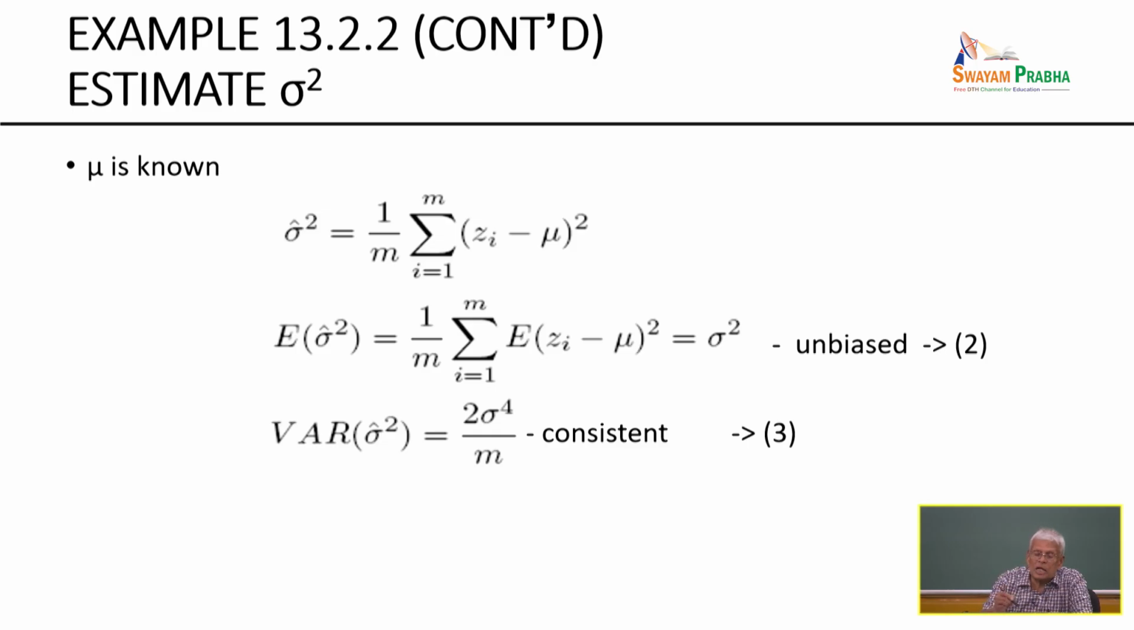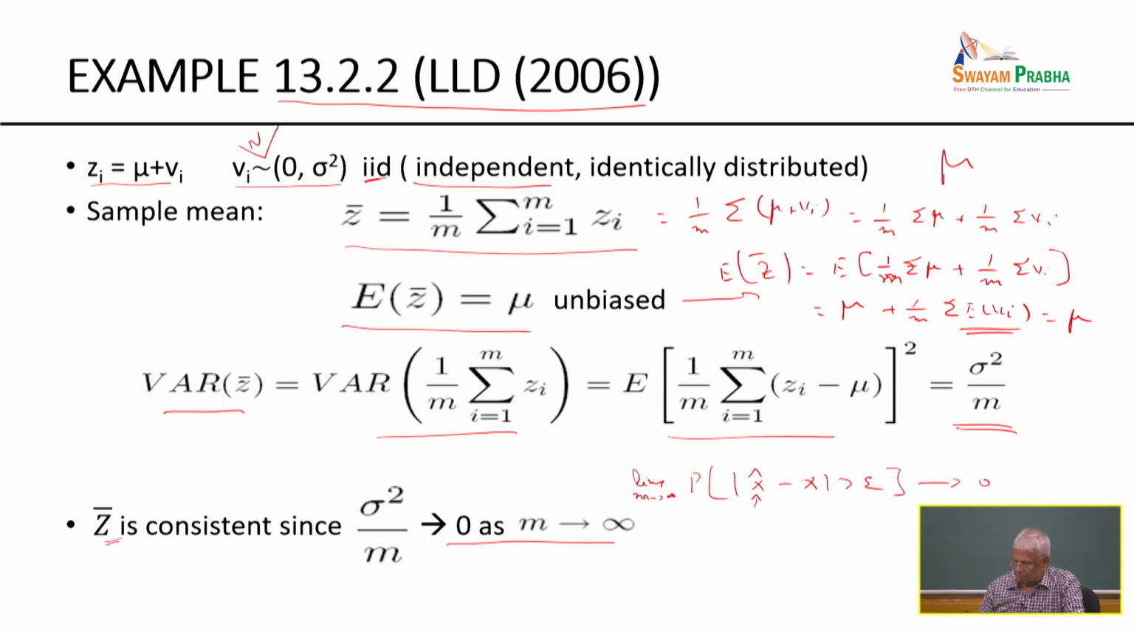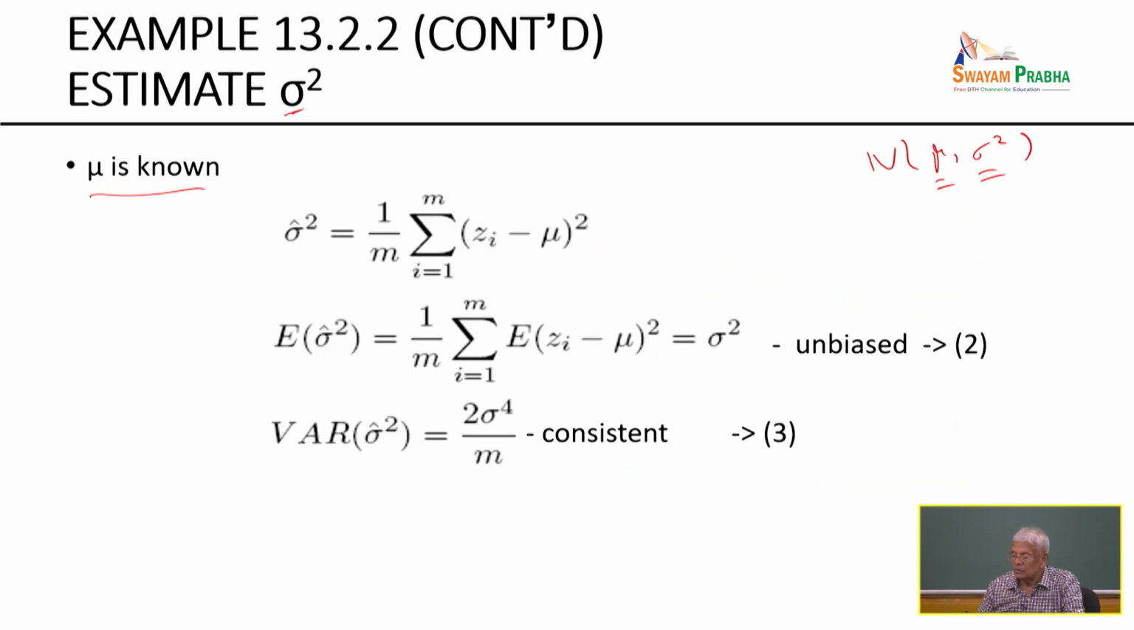Now I am going to talk about estimating sigma square when mu is known. So what is it that we have? I have a normal distribution with a mean and a variance. In the last example, we assumed sigma square is known and wanted to estimate mu. In this example, I am going to assume mu is known, but sigma square is not known. So I am going to estimate sigma square.